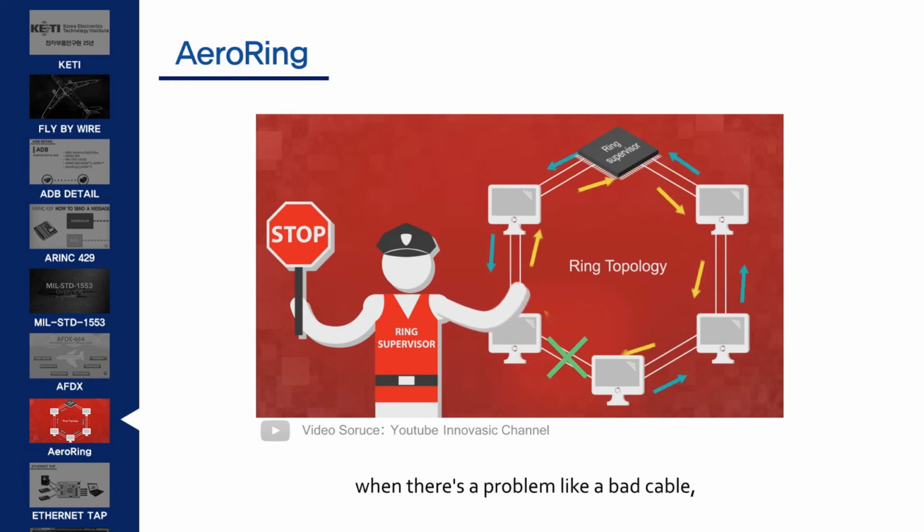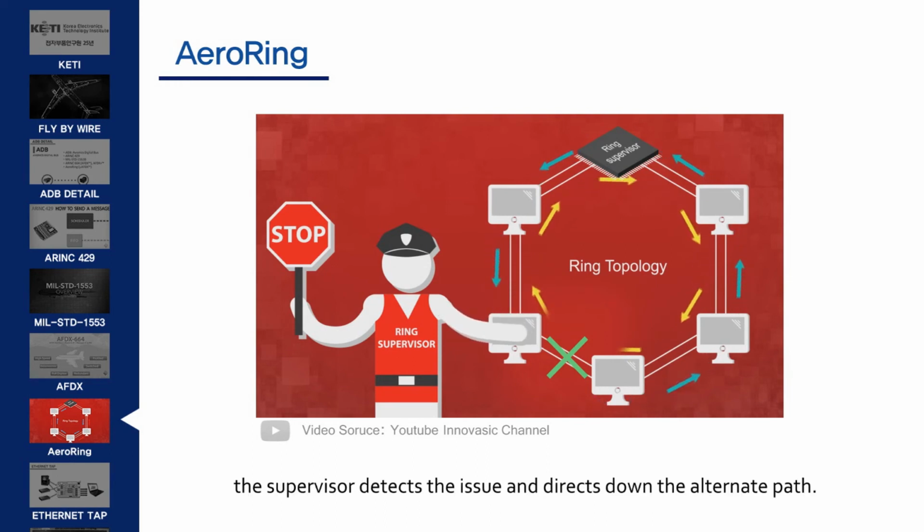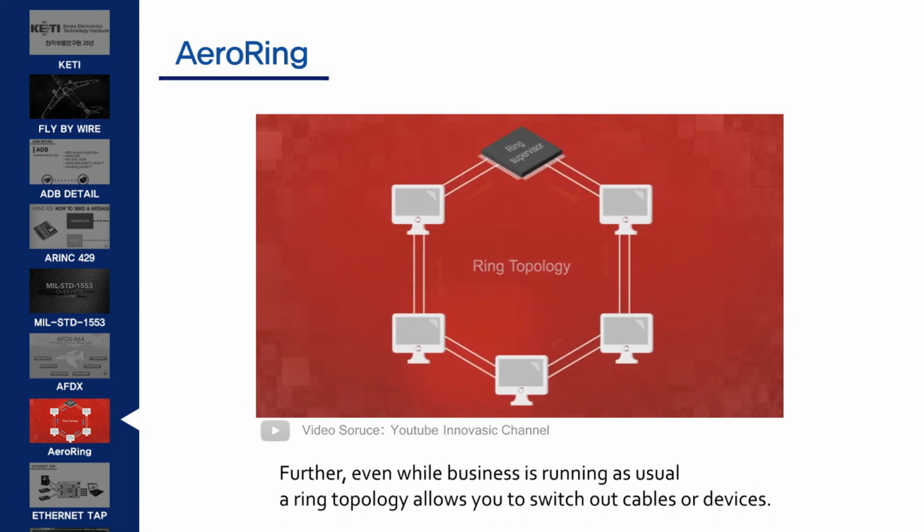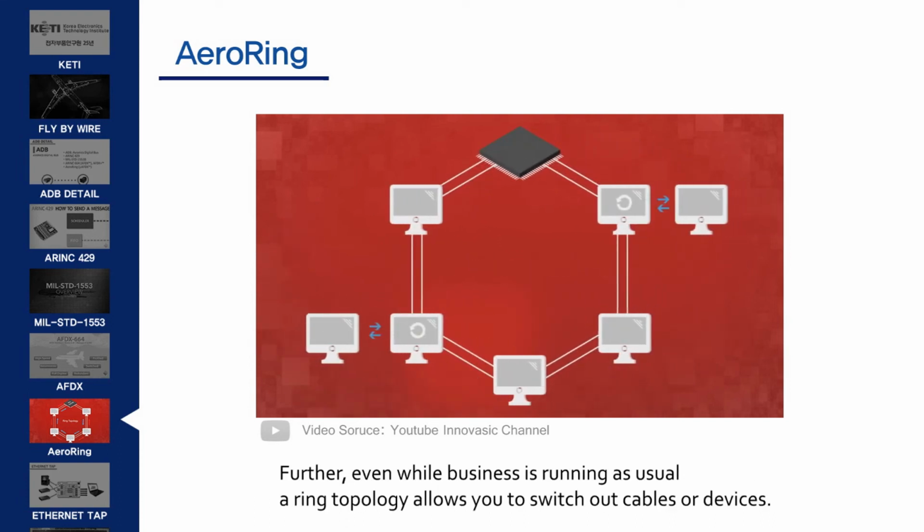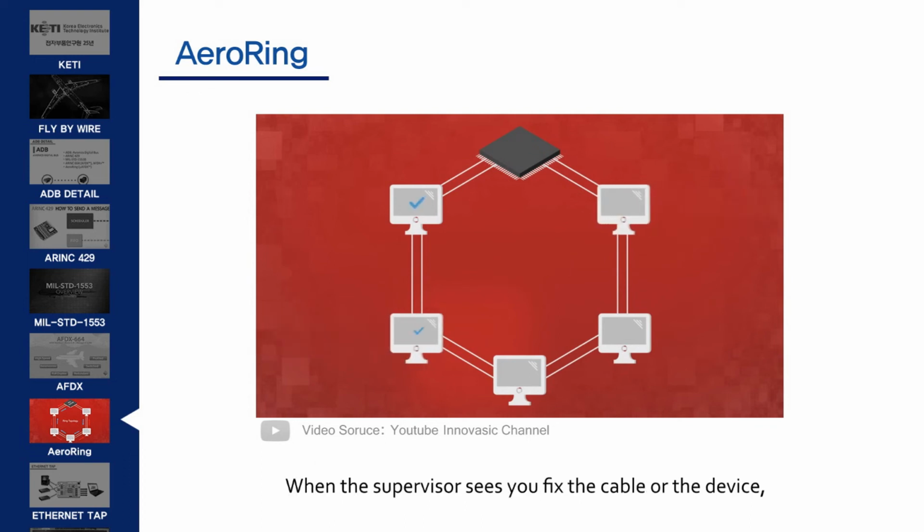When there's a problem, like a bad cable, the supervisor detects the issue and directs traffic down the alternate path. Further, even while business is running as usual, a ring topology allows you to switch out cables or devices. When the supervisor sees you fix the cable or the device, it resumes normal operation of the ring.